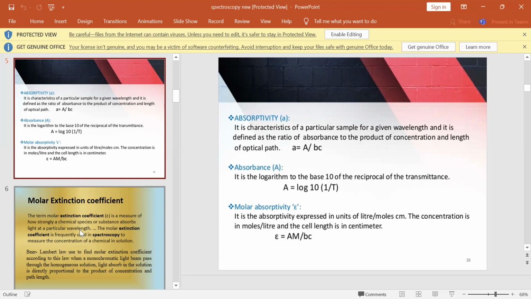So next comes the definition, molar absorptivity. It is represented with the letter epsilon. It is the absorptivity expressed in units of liters per mole centimeter. The concentration is moles per liter and cell length in centimeter. Whatever the absorptivity is there, in molar absorptivity we take the concentration in terms of moles, whereas in the absorptivity we take the concentration in grams per liter. So epsilon is equal to A divided by b into c. Epsilon is known as the molar absorptivity constant.